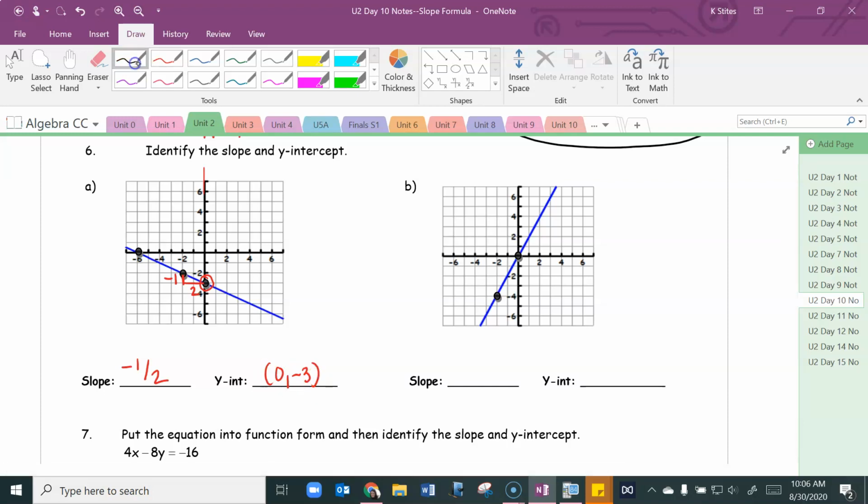Okay, and we'll do this one more time with this one. Slope, this line's going uphill, so I'm going to go up, and that's up 4, and that's over 2. Make sure you divide them. 4 over 2 is 2. And my y-intercept is right here on the origin, and so that's (0, 0).